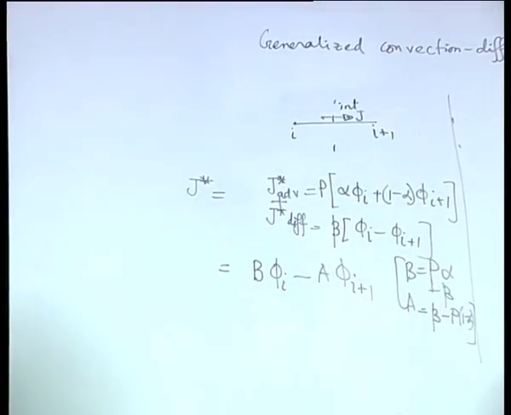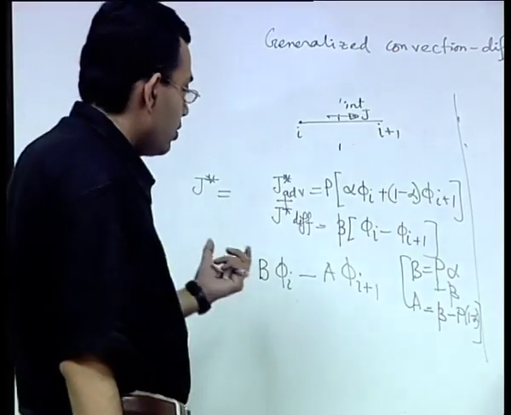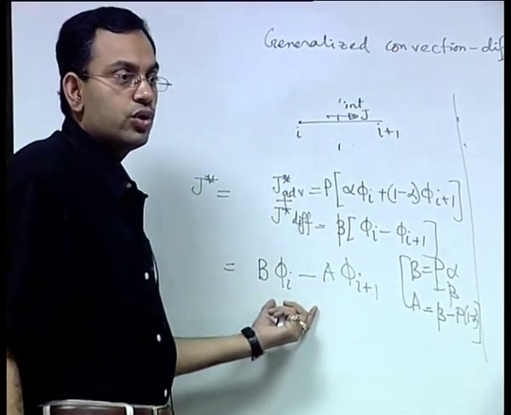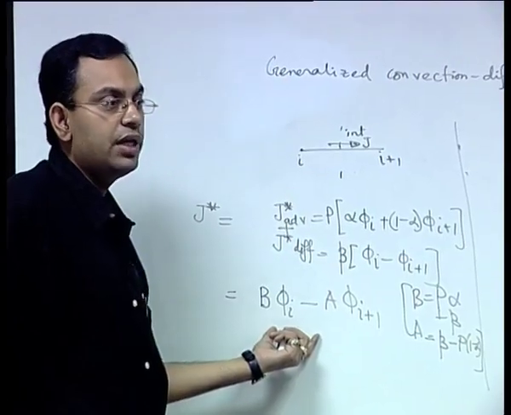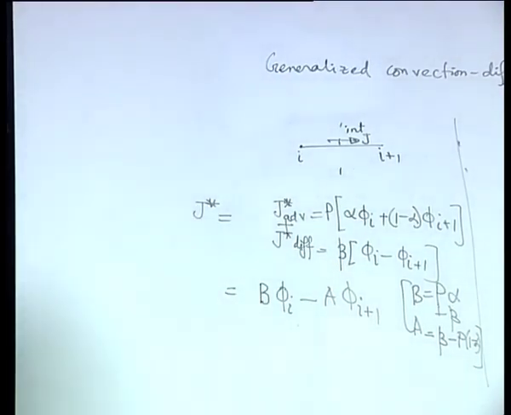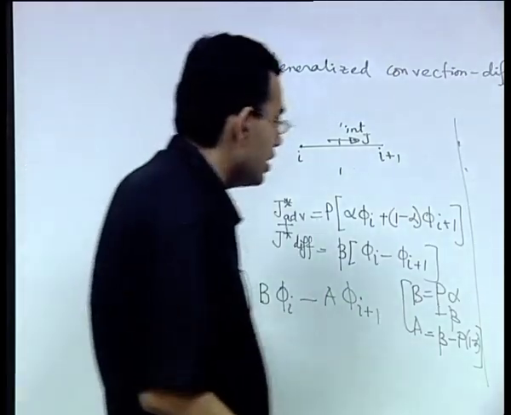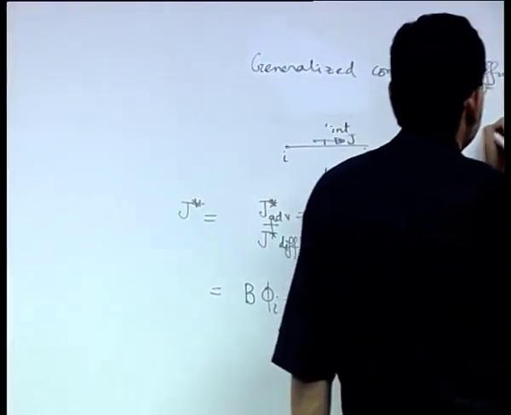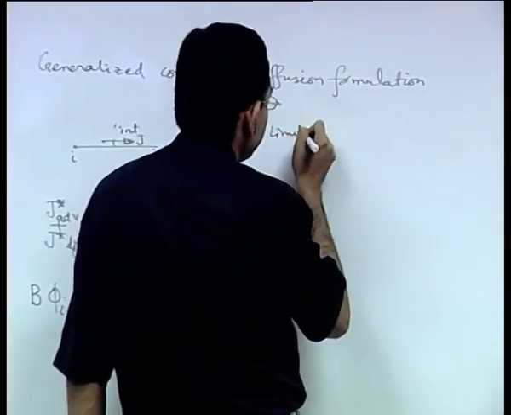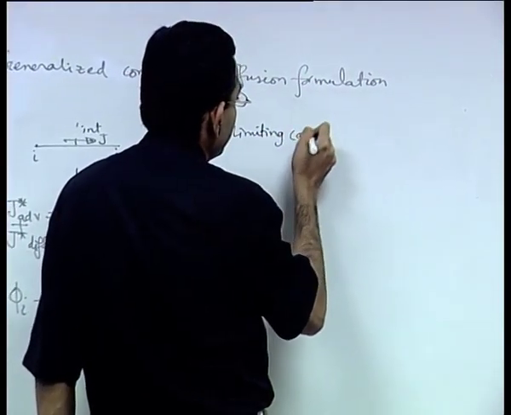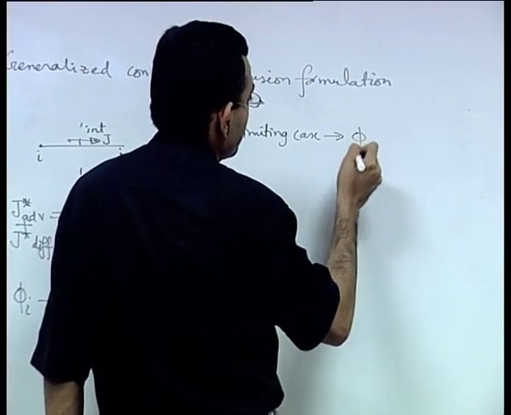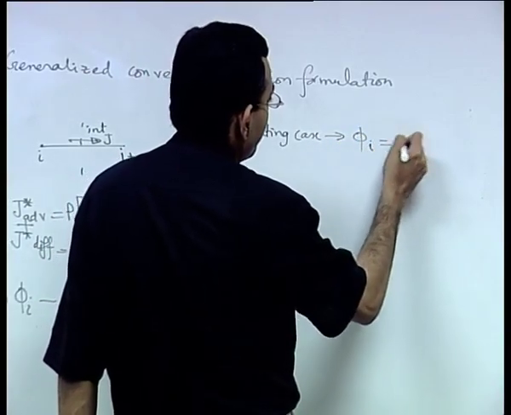Now, this relationship should be satisfied even in very limiting cases. So, what are the limiting cases that we can consider? Let us consider a limiting case when phi I is equal to phi I plus 1.